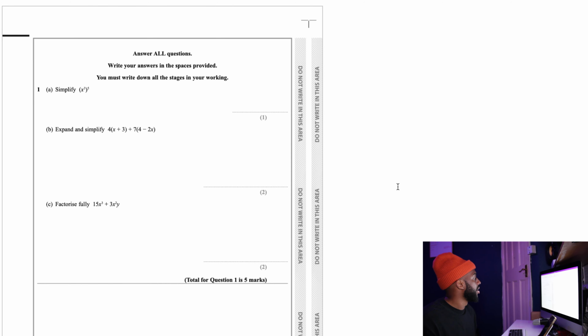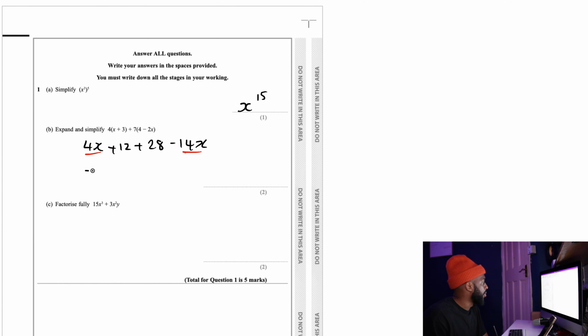Let's solve them quickly. So x cubed to the power of 5 gives us x to the power of 15. Here we've got to expand our brackets, then we can collect our like terms. So we get 4x plus 12, 28 minus 14x. Collect our like terms: 4x minus 14x gives us minus 10x, and 12 plus 28 gives us 40. So we've got 40 minus 10x.